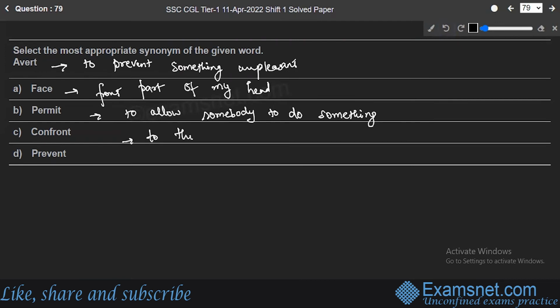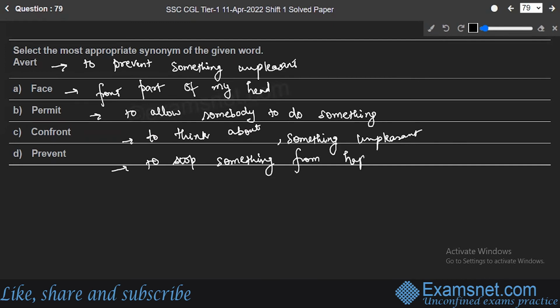To think about, or to make somebody think about something that is difficult or unpleasant. Something unpleasant. Then prevent means to stop something from happening. To stop something from happening.